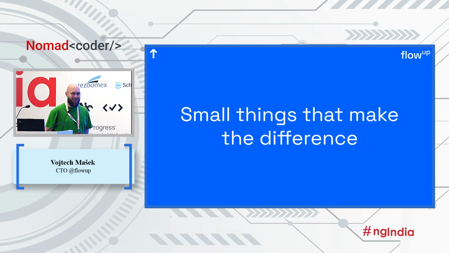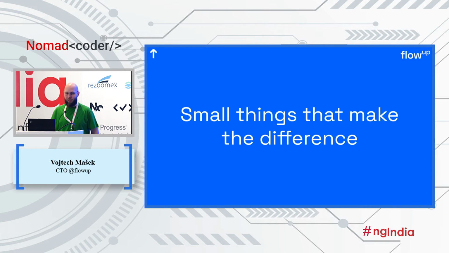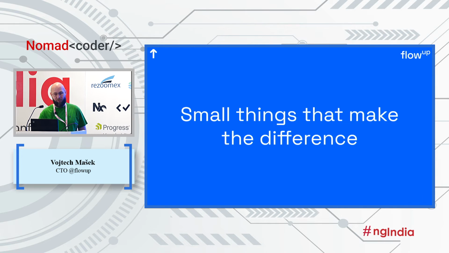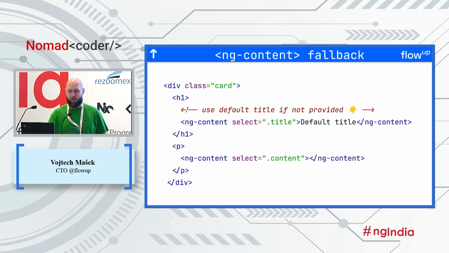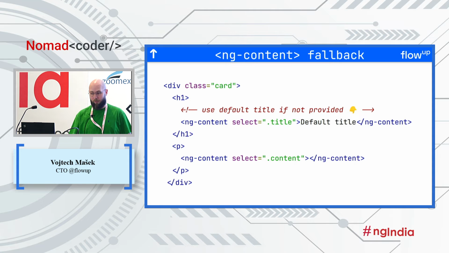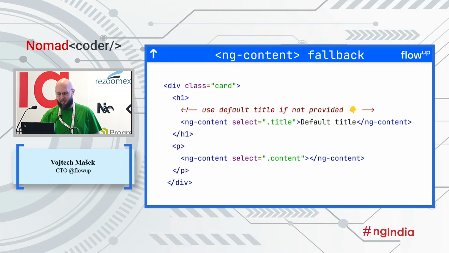So there are small things, but these small things really make a difference. Let's start with one small thing that you can start using today, and that is ng-content fallback. If you ever used ng-content, there is this little neat thing that you can now do, and that is you can put a default. For example, you can use a title like this. So if the title isn't provided, there will be a default. This wasn't possible since, I don't know, maybe Angular 18. Now we have a default.